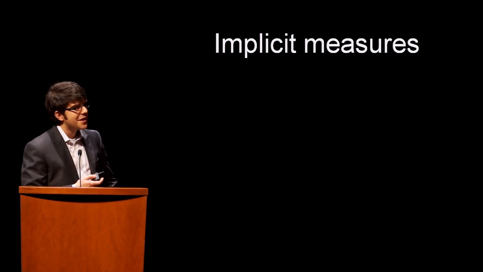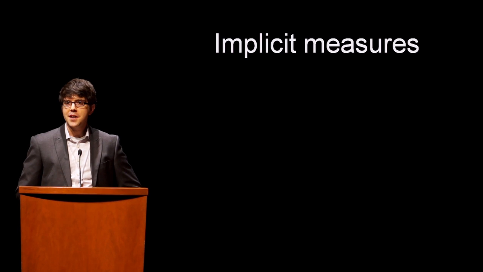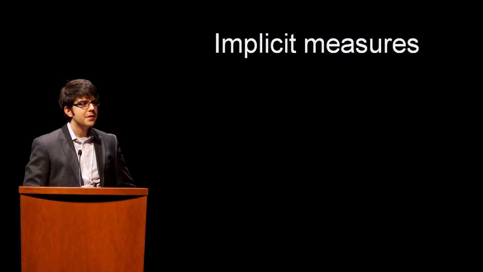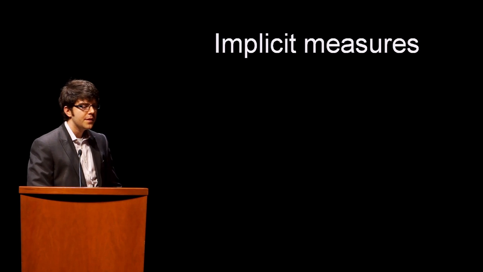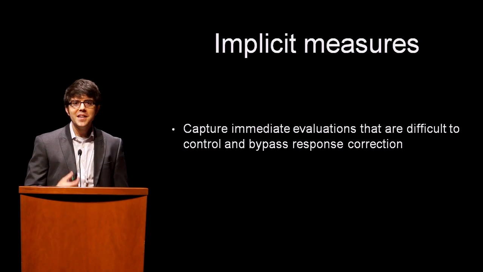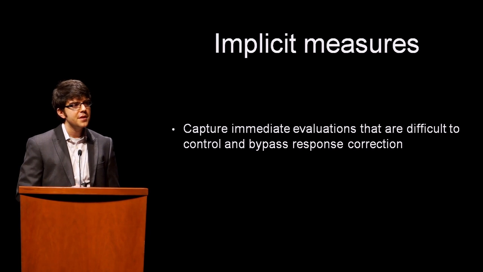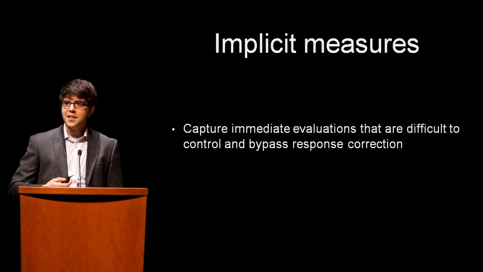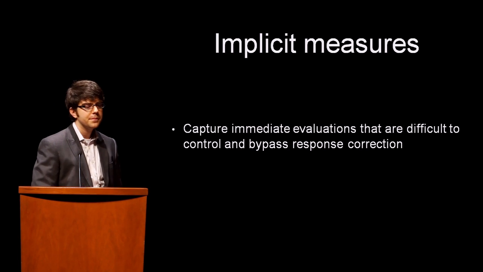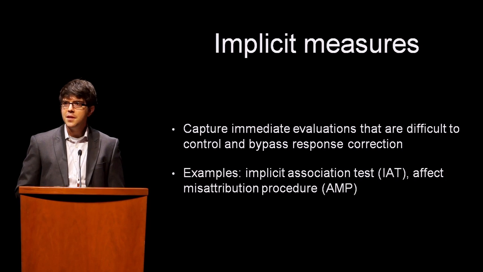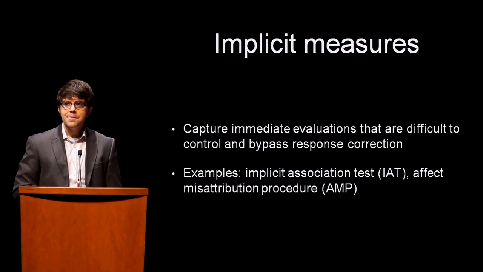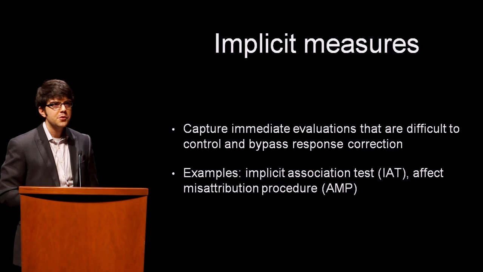I want to argue that implicit measures of evaluation from social cognition research are one potentially useful tool that can expand the toolboxes of researchers who study compassion. These are tests that capture our immediate, spontaneous, automatic reactions towards social stimuli. They are designed to bypass response correction and capture responses that are difficult to control. Perhaps the most well-known example is the implicit association test, often used to diagnose implicit racial bias. What I'm going to talk about is a different test, the affect misattribution procedure, or AMP for short.